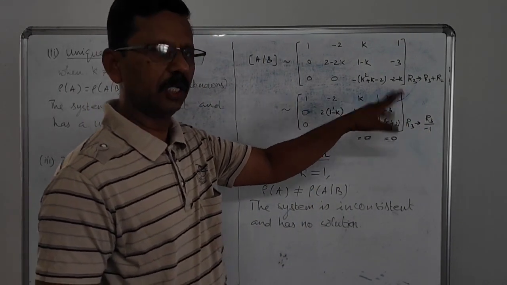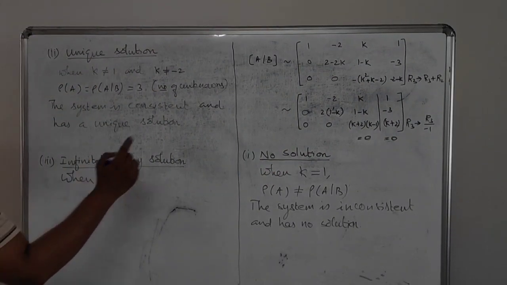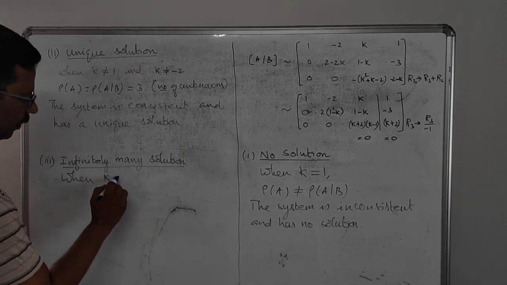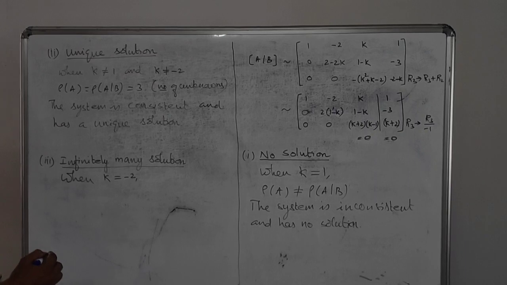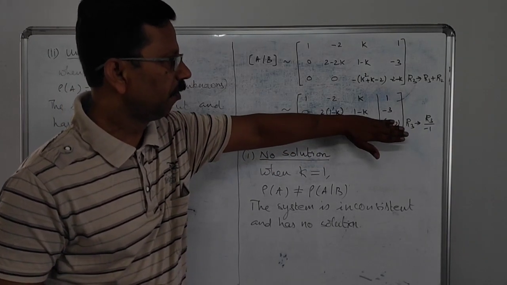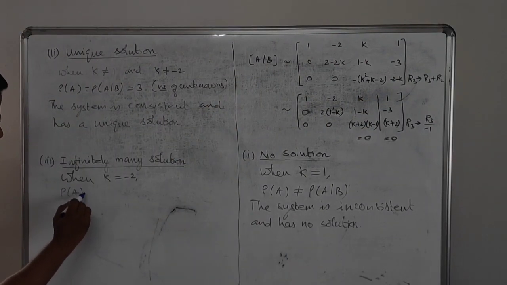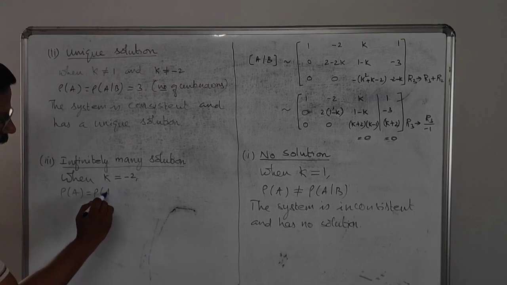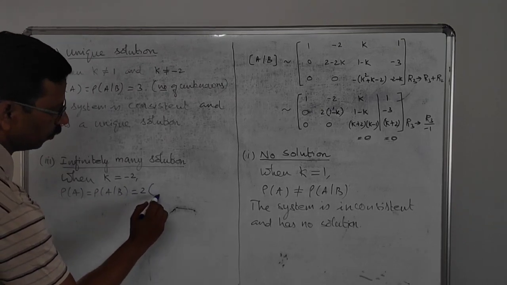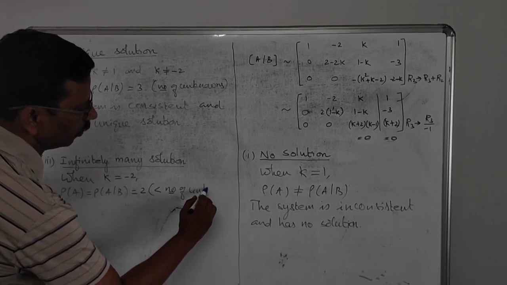You will be getting 2 non-zeros. Therefore, we can say when k plus 2 equal to 0, we can say k equal to minus 2. Then this row will become 0. We will be getting only 2 non-zero rows. Therefore, we can say rank of A is equal to rank of AB, which is equal to 2, which is less than the number of unknowns.